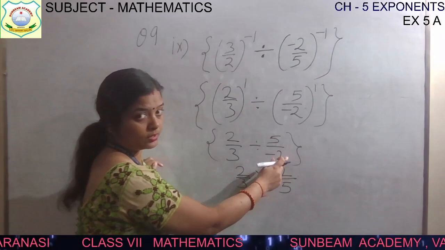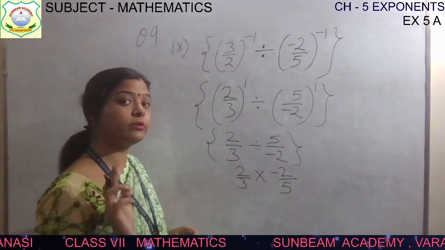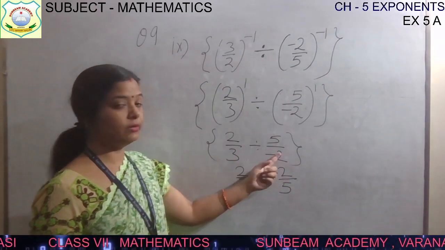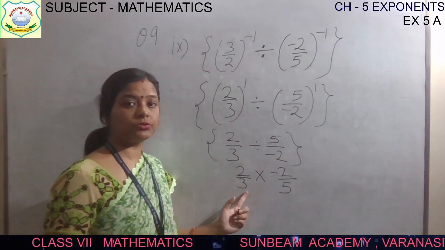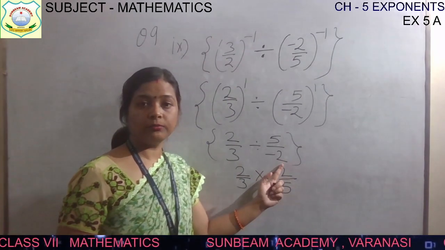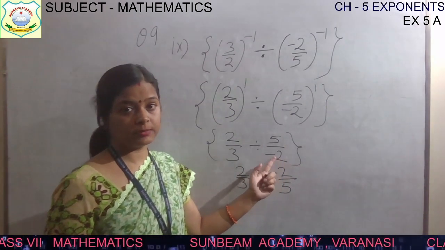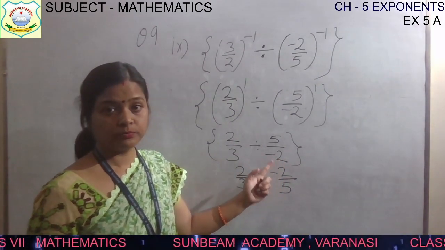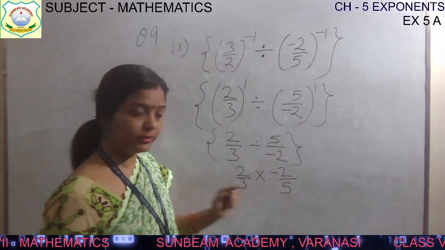इसको आपको reciprocal करना होता है. This you have done in fraction also, in rational number also: how to divide two rational numbers. Keep the first rational number as it is. Divide will change into multiply, and you have to make the reciprocal of this. You have to write the reciprocal of the divisor. 5 by minus 2 को minus 2 by 5 लिखेंगे.